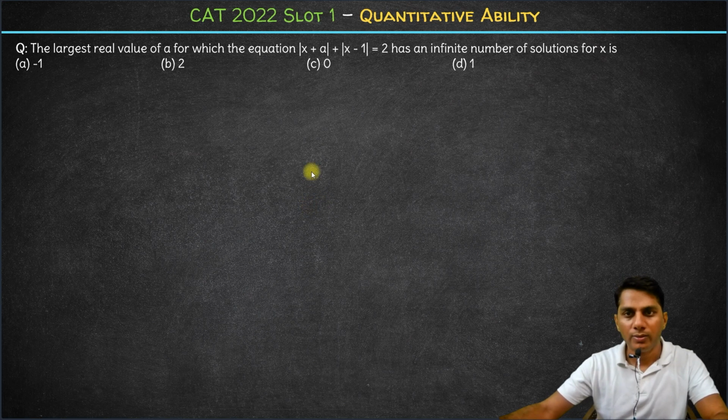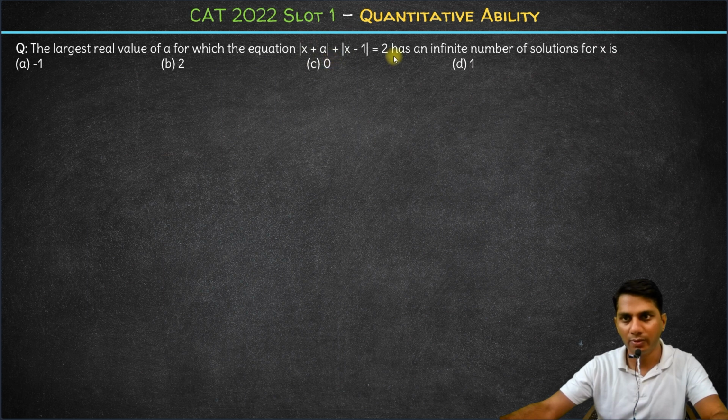Hi. So now to understand this question, we'll have to do a little bit of generalization here. The question is: the largest real value of a for which this expression is equal to 2 has an infinite number of solutions for x. So this has an infinite number of solutions of x, and we have to figure out the value of a such that we get infinite values of x.